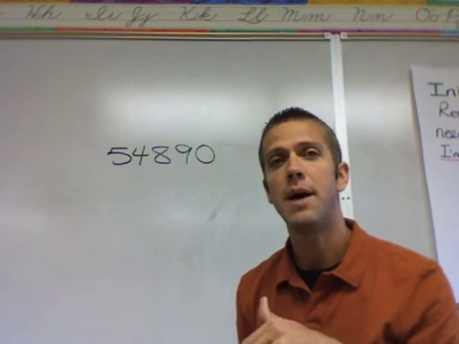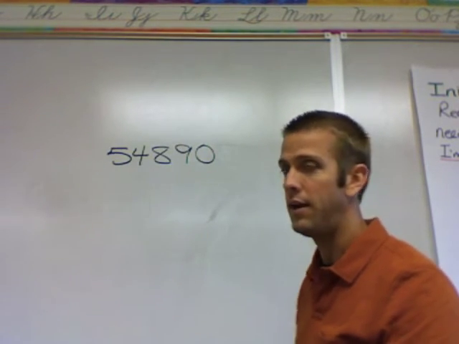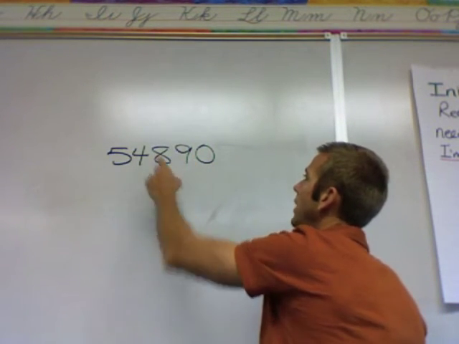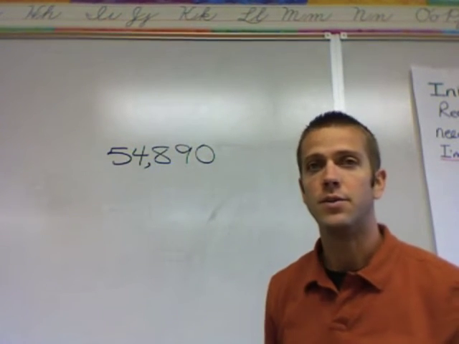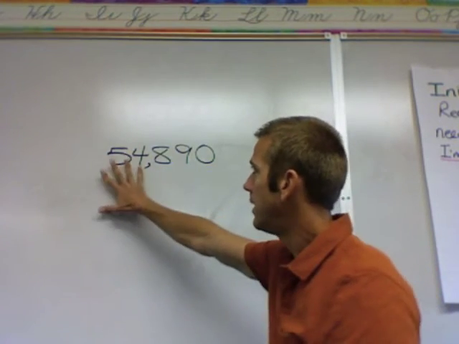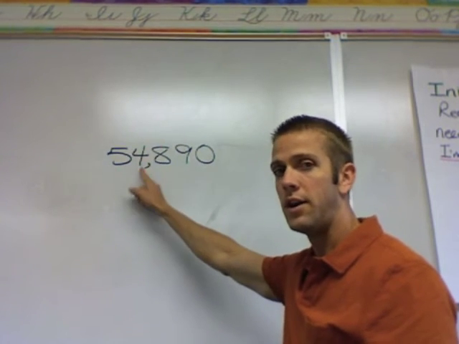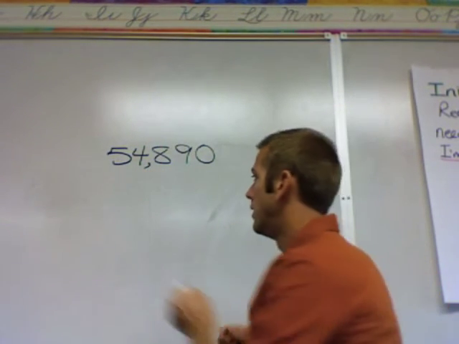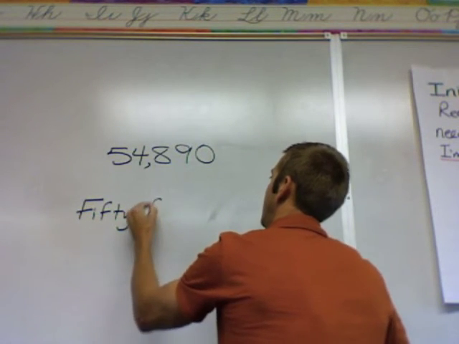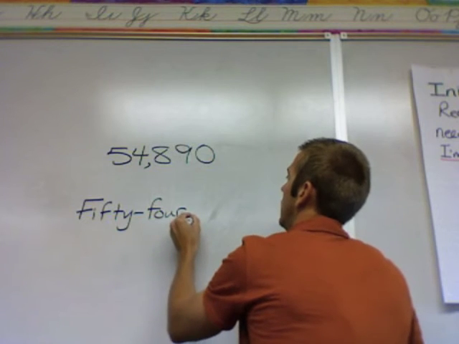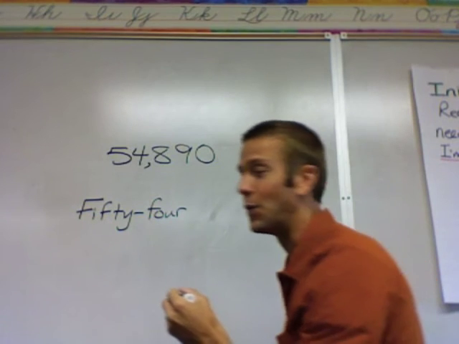Okay, commas happen after every 3 numbers, starting from the right going left. Okay, so 1, 2, 3. Comma should be here. So when we write this number in words, we want to separate the families. Separate this number from this number. So 54, and then you hit a comma, that'll be thousands. So 54, comma, sorry, we need to write every single word.